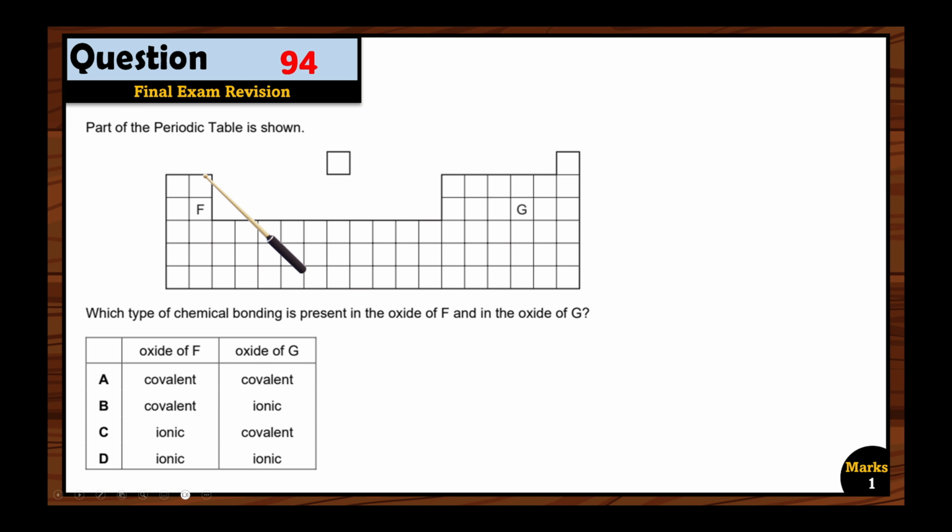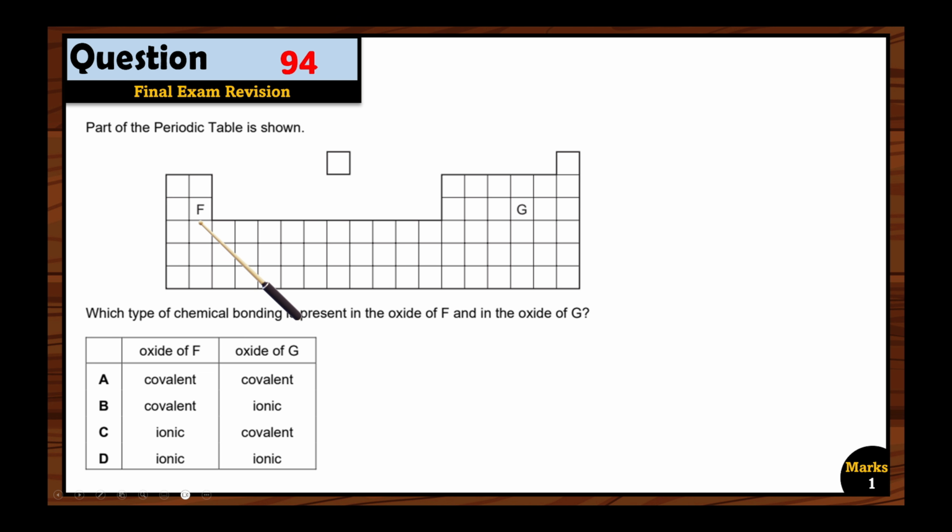Question 94, part of the periodic table is shown over here. Which type of chemical bond is present in the oxide of F and the oxide of G? Let's see. Between the oxide of F and the oxide of G. So if F makes an oxide, F reacts with oxygen. F is a metal, right? It's on the left side.